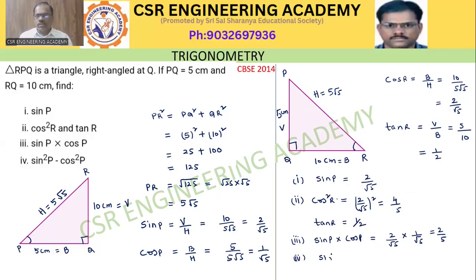Sin square P minus cos square P is equal to 2 by root 5 whole square, that is 4 by 5, minus 1 by root 5 whole square, that is 1 by 5, is equal to 3 divided by 5.